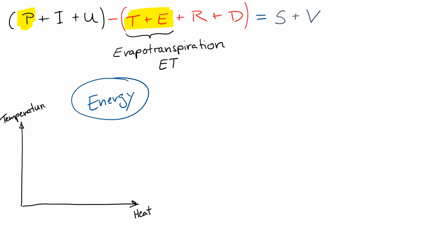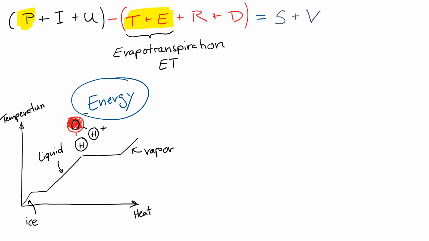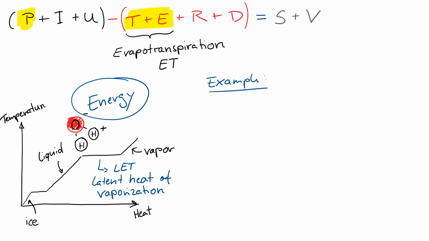Here's a graph that shows how temperature increases are related to heat inputs for water. And you may remember this from an earlier discussion where it takes a lot of energy to break the bond that forms between water molecules. And especially the bond as we go from liquid to the vapor phase requires lots of energy input. And we call this energy the latent heat of vaporization or the latent heat of evapotranspiration. Let's do a little example to figure out how much energy exactly this is.